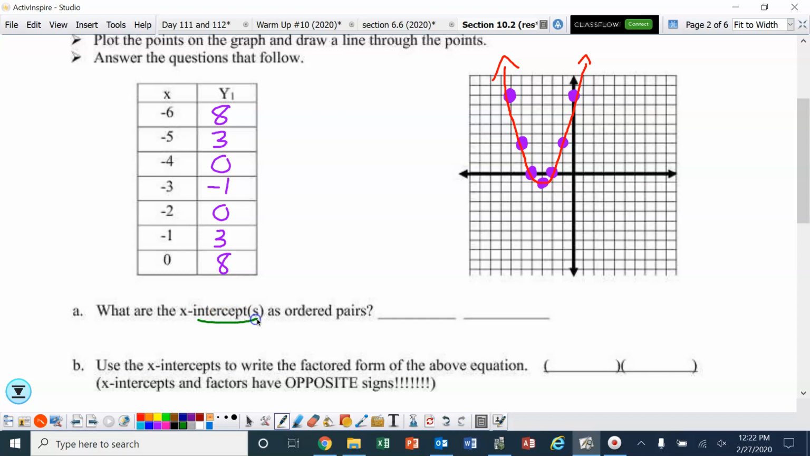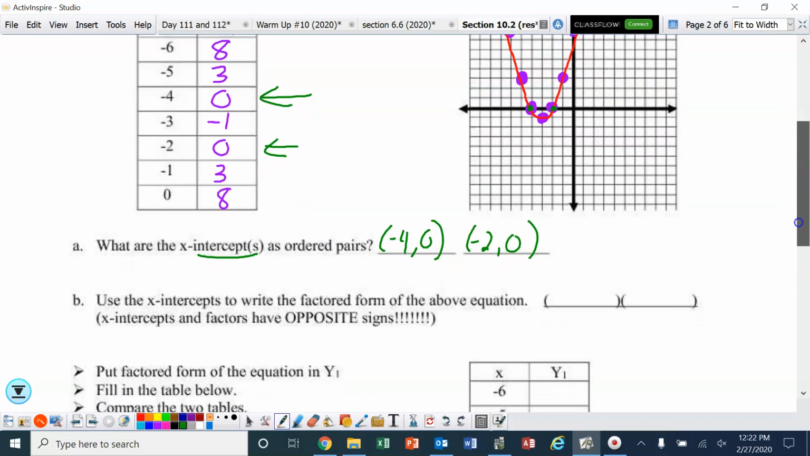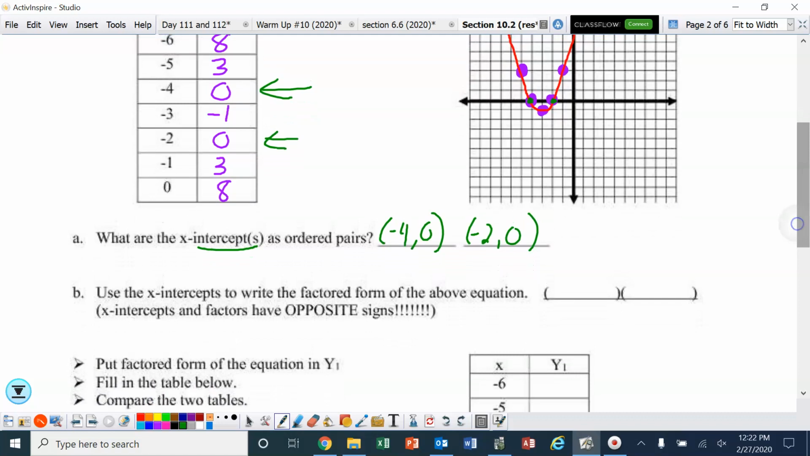What are the x-intercepts? Okay, well, that would be that one right there, and that one right there. So it looks like this one and this one. So negative 4, 0, and negative 2, 0. All right, now write the factored forms. Again, look at what it says right here. So that would be x plus 4 and x plus 2, because again, opposite signs.